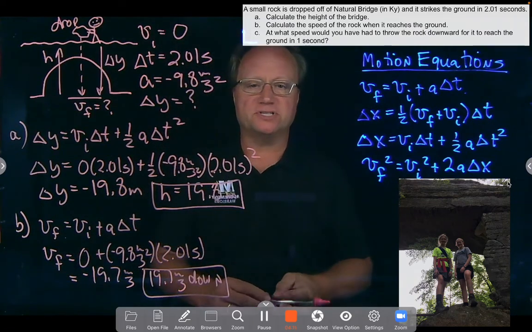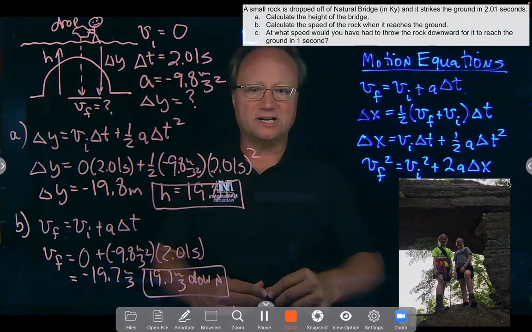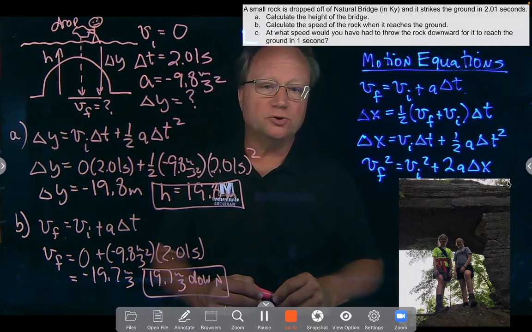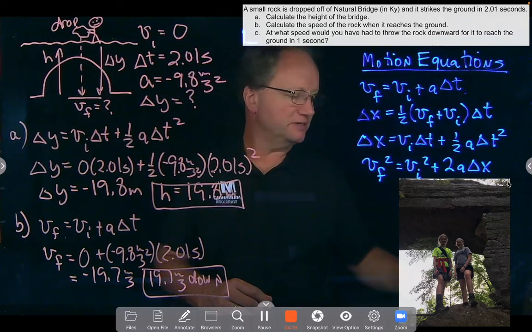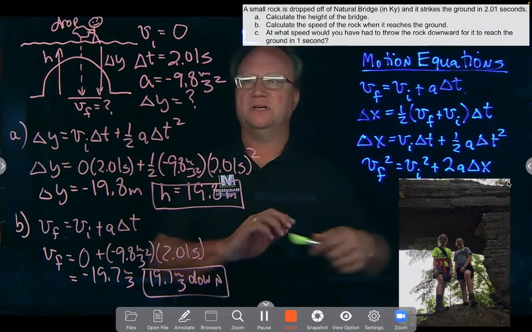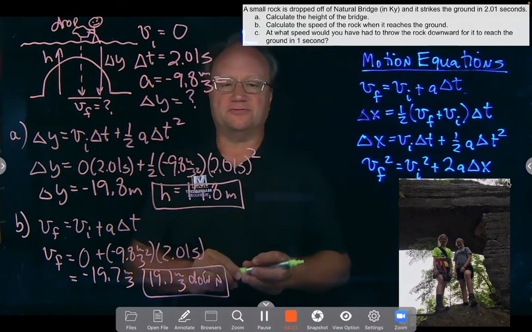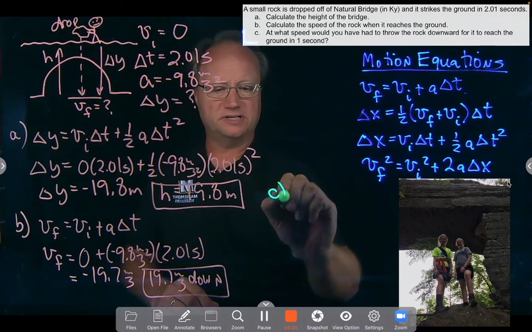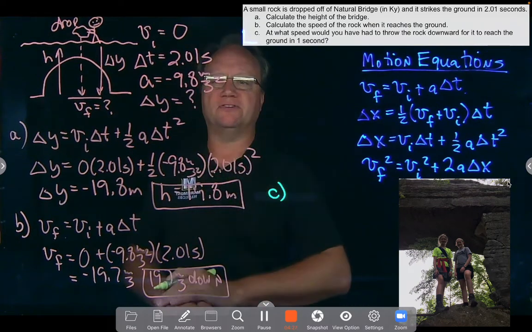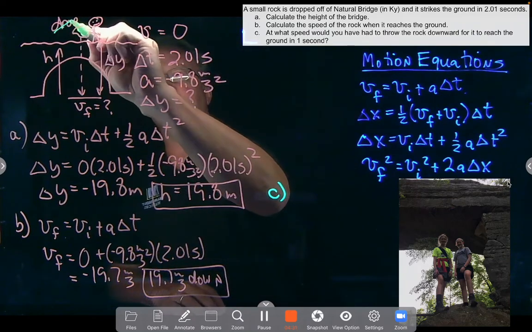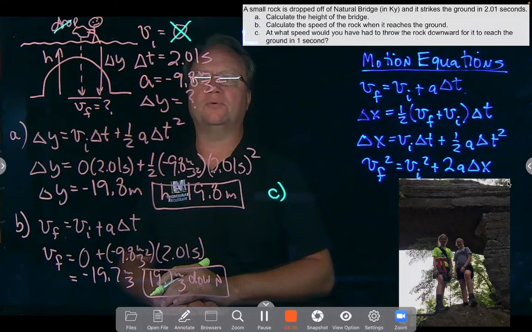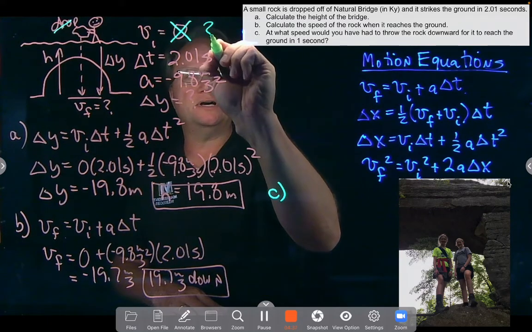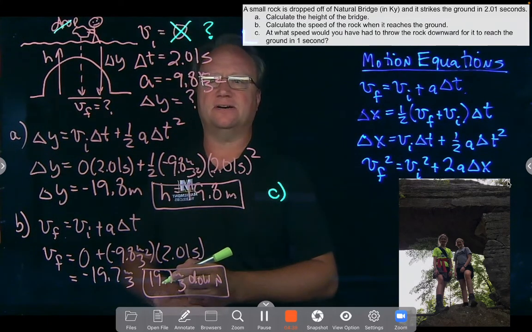Now onward to part C. At what speed would you have to throw the rock downward for it to reach the ground in 1 second? Well, that means things have changed a little bit in part C. If we go back to our original given information, in part C we're not dropping it anymore. So then vi isn't 0. In fact, we're throwing it. And so our unknown is that vi value.